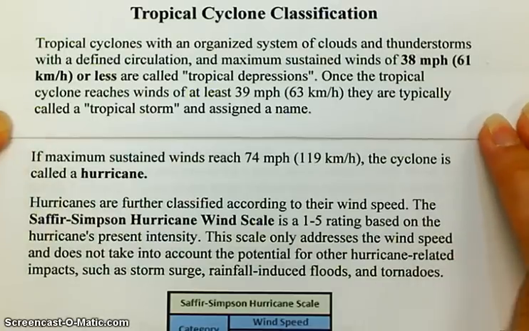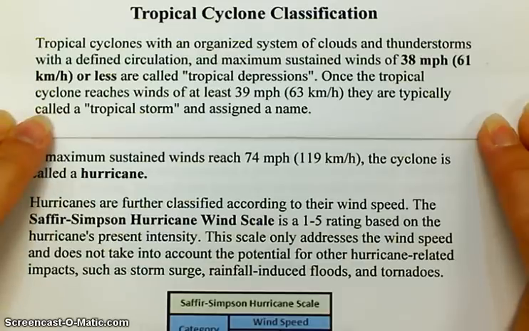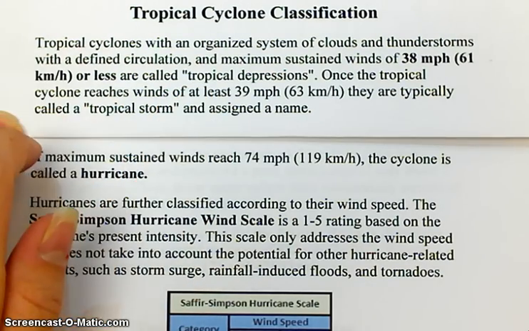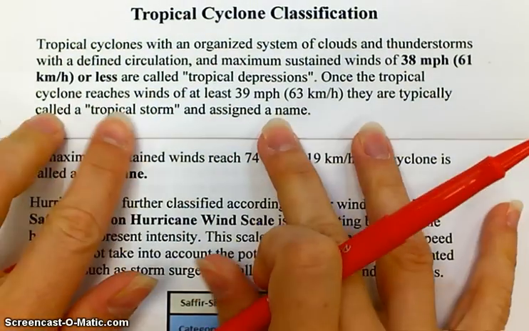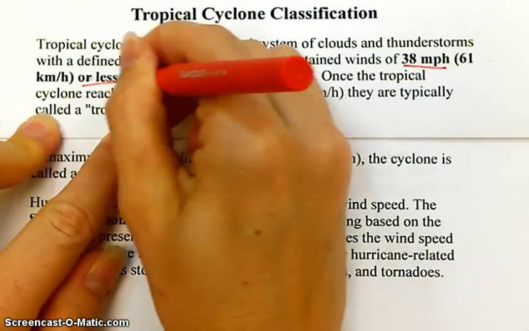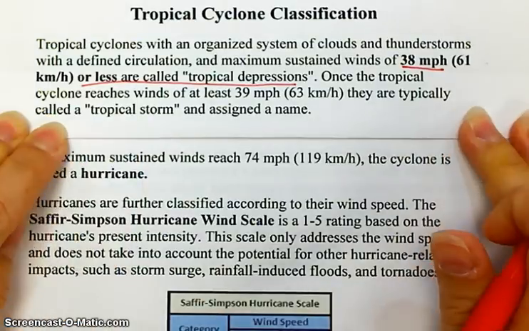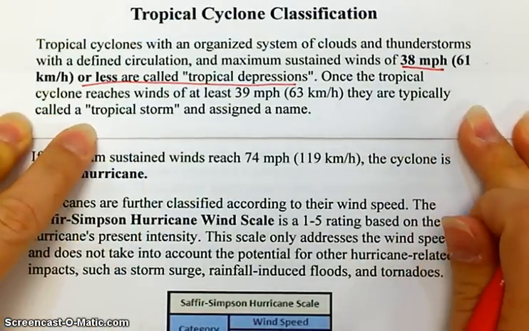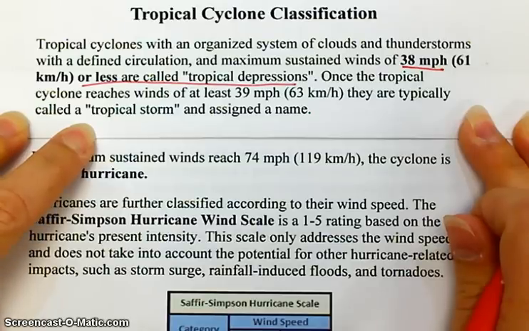All right, now we're going to talk about how we classify tropical cyclones. Okay. Tropical cyclones with an organized system of clouds and thunderstorms with a defined circulation and maximum sustained winds of 38 miles per hour or less are what we call tropical depressions. That was, remember, step one. They're typically just numbered. They don't get a name when they're a tropical depression. They might call it tropical depression number 1 if it's the first one of the season, tropical depression number 2, etc.